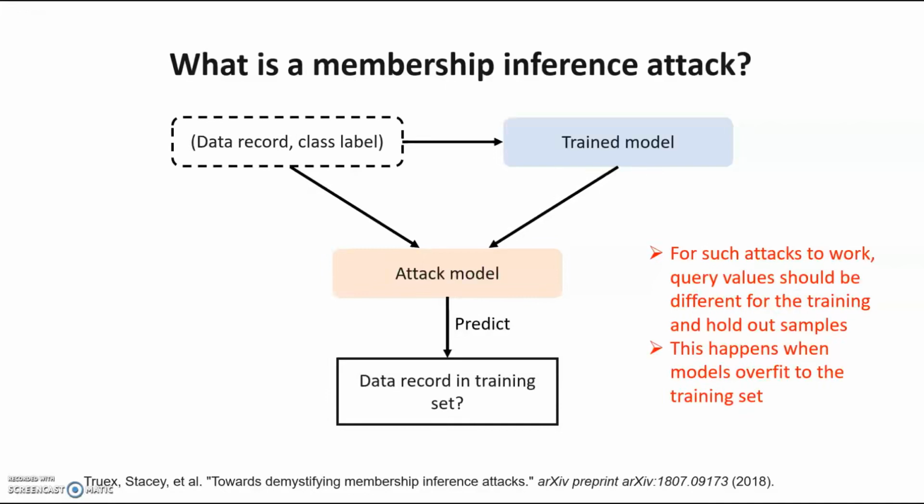So why would such an attack work? For attacks like this to work, the query values for samples used to train the model should be very different from samples that were not used to train the model. And as most of you who have worked with machine learning would know, this happens a lot. Overfitting of models happens a lot in machine learning, particularly as model complexity increases. And hence, the query output for training set samples is quite often quite different from the samples that were not used in training, making such attacks very powerful.